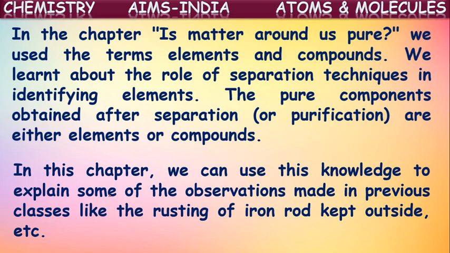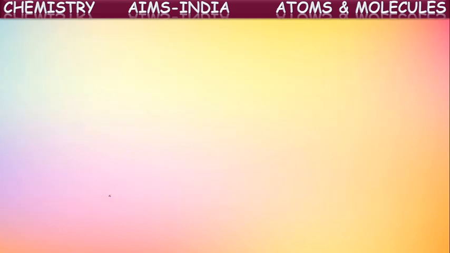So here we can use this knowledge to explain some of the observations made in previous sessions, like rusting of iron, or rusting of an iron rod kept outside. So what happens if we keep the iron rod outside? We know that it will get rust. So how does it happen? We know iron on reaction with atmospheric oxygen in the presence of moisture will get rust. So what happens when an iron rod gets rust? That we are going to see in this chapter, the chemical reactions like this.